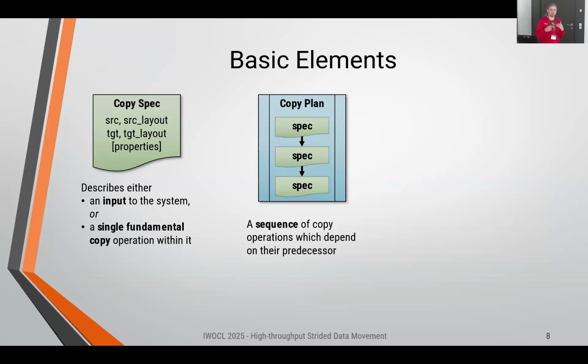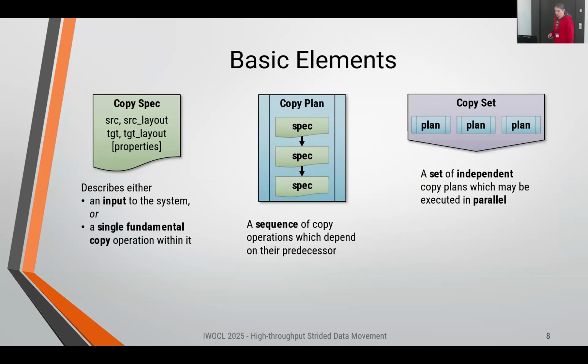Then the next step up from that in complexity is what we call the copy plan, which is a sequence of such copy operations. So these have to be performed in sequence. And obviously the target layout of a predecessor has to be the source layout of a successor. And then these copy plans can be gathered in copy sets, which allow for the parallel execution of multiple copy plans at the same time. So semantically, in these copy sets, all the operations could be performed in parallel.